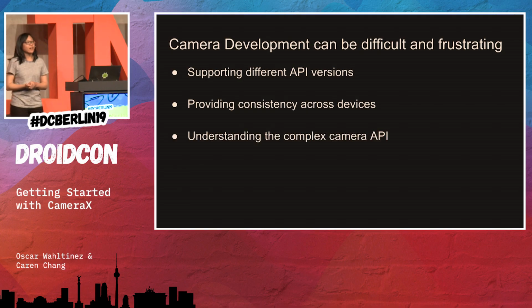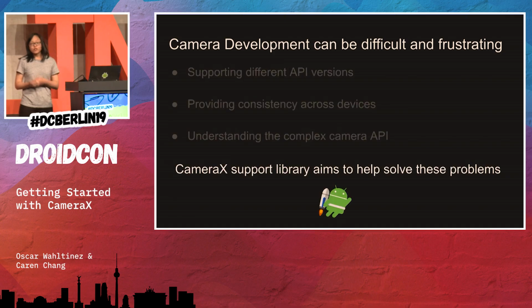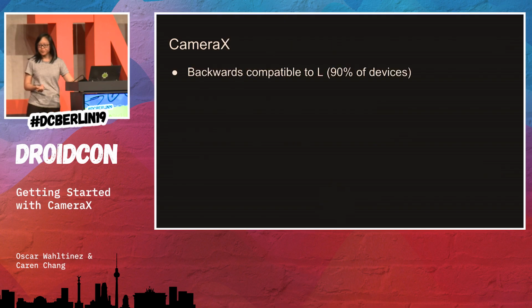And the last thing that manifested itself when I asked how many people are using the Camera 1 API and the Camera 2 API was that the current camera API is really complex and frustrating to use, and it can be really difficult to set up even simple core cases. So this is where the CameraX support library comes in to help everybody solve these problems and make developers' lives easier in developing these camera apps.